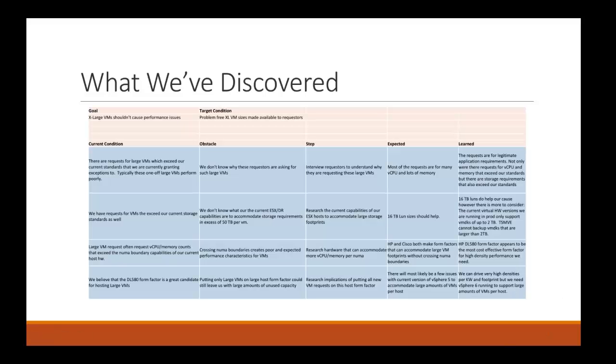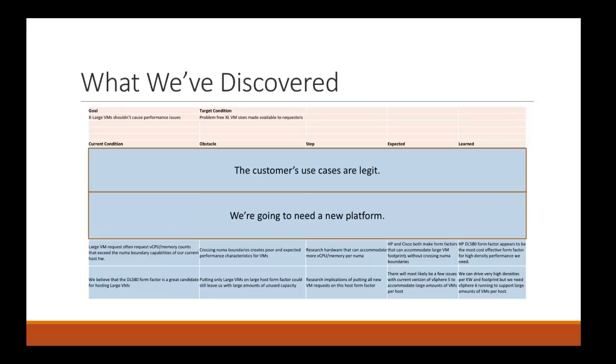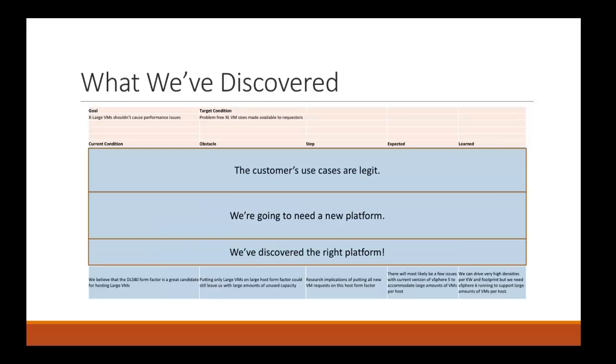The first step here was going up to current condition. We just wanted to test whether we even had a valid request from our consumers, from our customers, that they needed these extra large VMs. And we verified that empirically. Secondly, we wanted to see if our current platform could scale to accommodate these large VMs, and we found out we really needed a new platform. Thirdly, we discovered the right platform. It was that older platform that I had mentioned before.